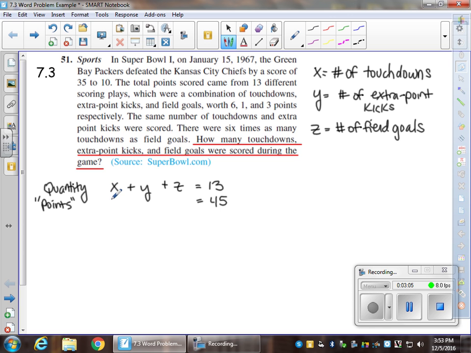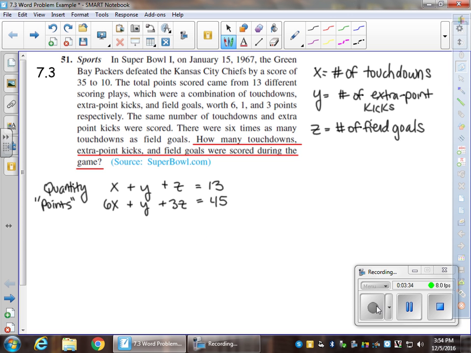So x represents touchdowns. How many points is each touchdown worth? 6 points. So 6 points per touchdown, 6x. An extra point kick is worth 1 point, so 1y or just y. And a field goal is worth 3 points, 3z, 3 points per field goal.